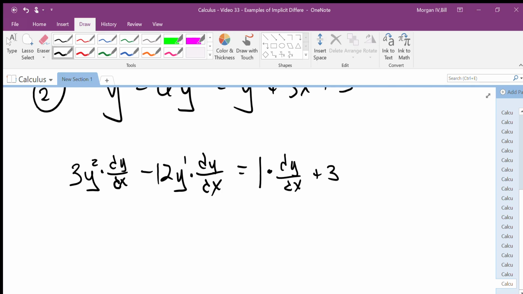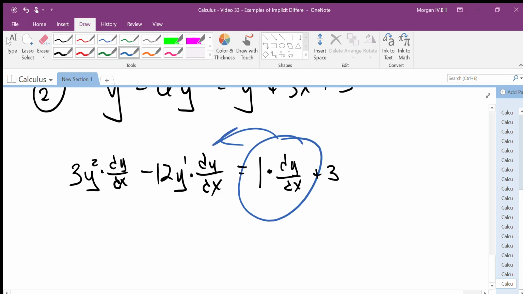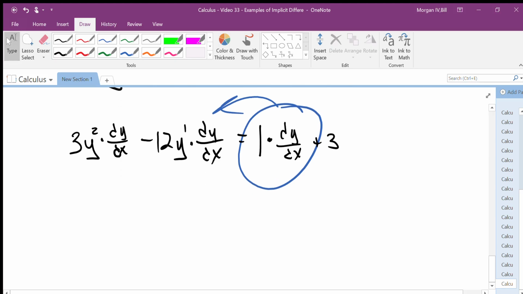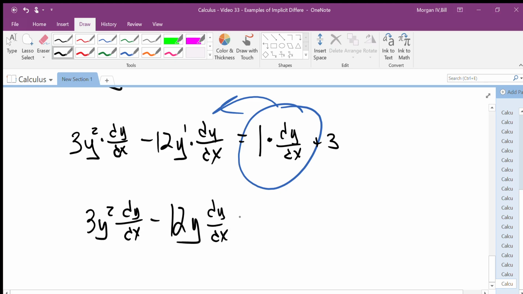And what I want to do is get every term with a dy/dx in it to the left-hand side, any term that does not have a dy/dx to the right-hand side. The only one I'm having to move here is this one. It's going to go to the left of the equal sign. So I have 3y squared dy/dx minus 12y dy/dx minus 1 dy/dx equals a positive 3.